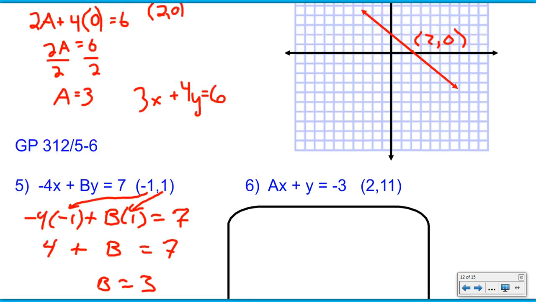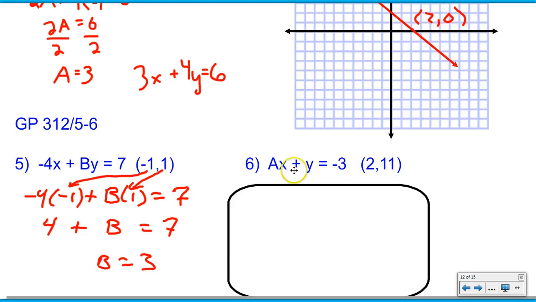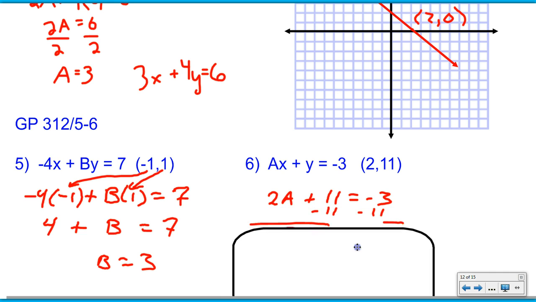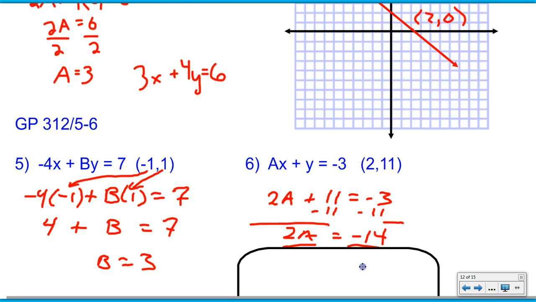And again, when you're ready, here is number 6. So what do we do? We plug in 2 for x and 11 for y. So in this case, what will we do next? Good, we're going to subtract 11. And we have 2a equals -14.